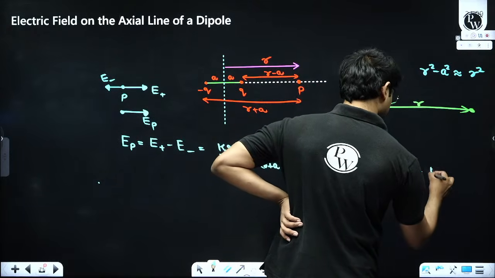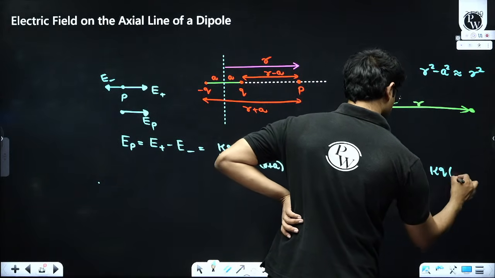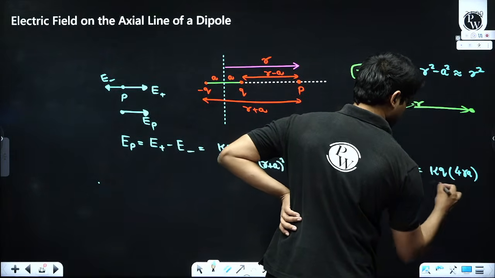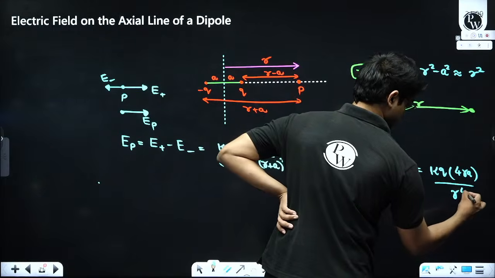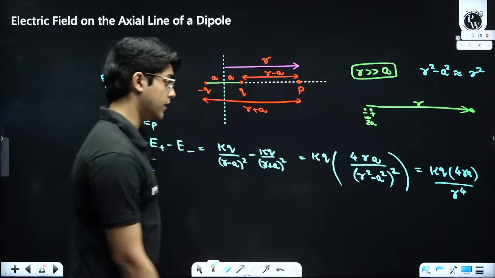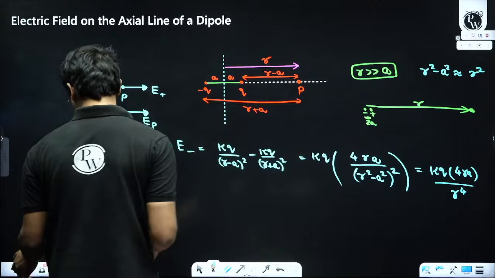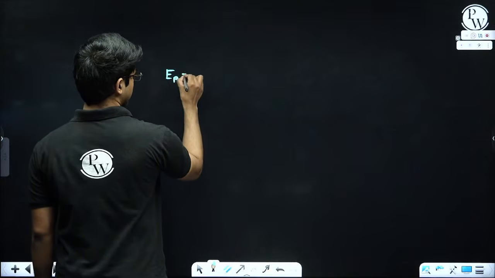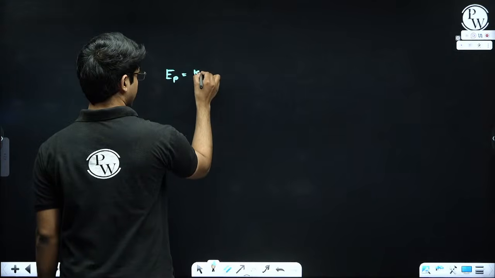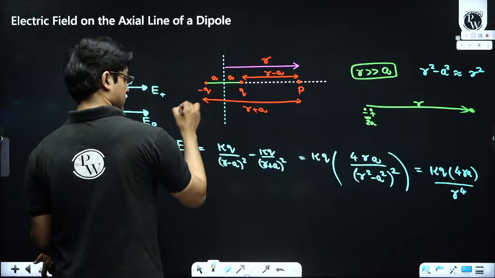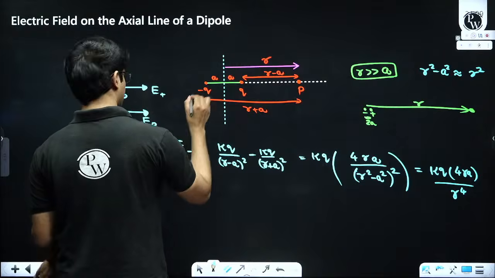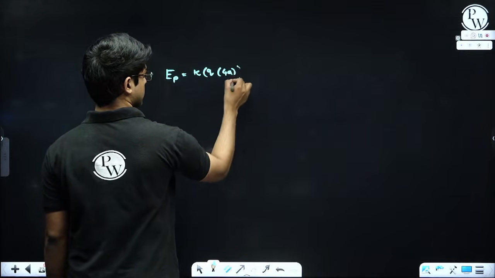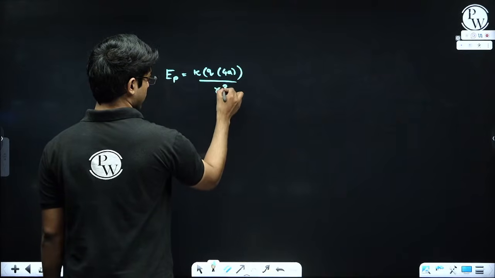So this becomes KQ into 4RA divided by R raised to 4. Okay, divided by R raised to 4. One R cancels out, and this becomes KQ into 4A divided by R cube. This is what we get.